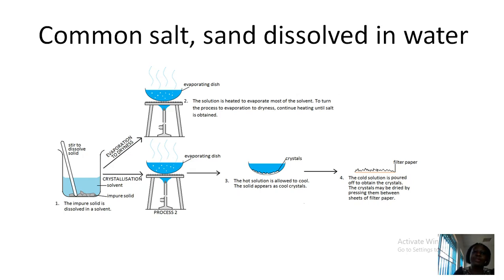So that one just shows us a summary. That means that there I had sand dissolved in water together with common salt. However, I could begin by also decanting to get off the sand, and then the solution will go through that process from 1 up to 4.